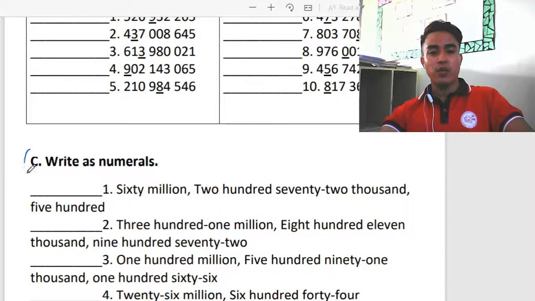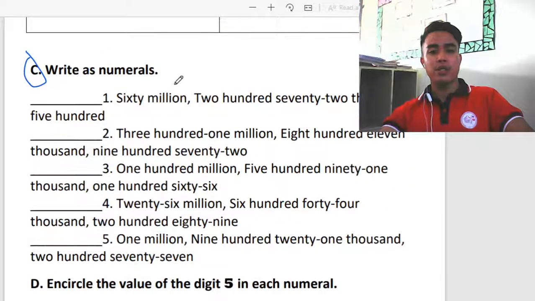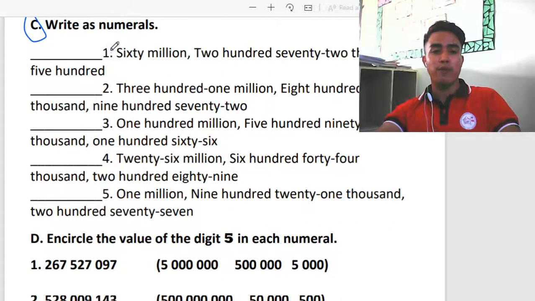Then Activity C, continue, write as numerals. For example, you are given here 60,272,500. So, you're going to write the number here: 6,272,500. Just like that. So, you will be the one to answer 1 up to 5: 1, 2, 3, 4, and 5.